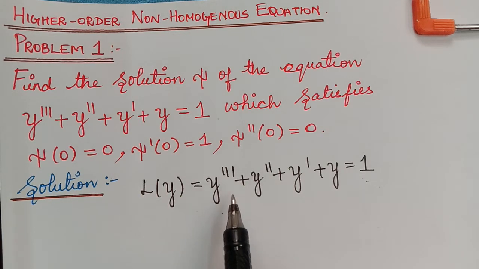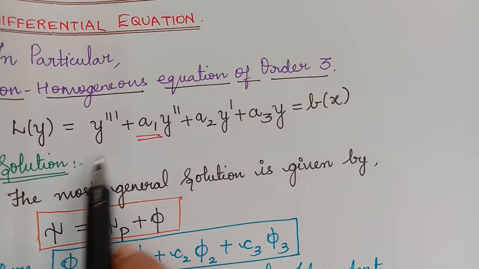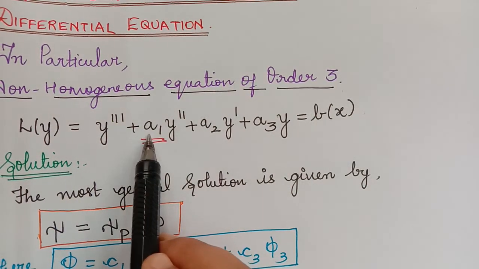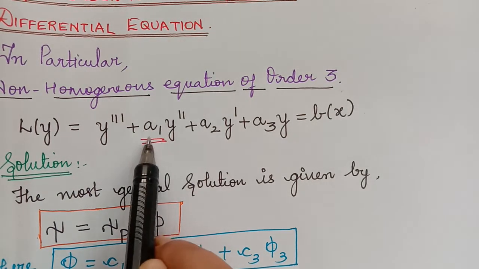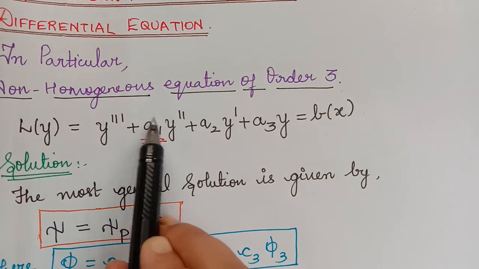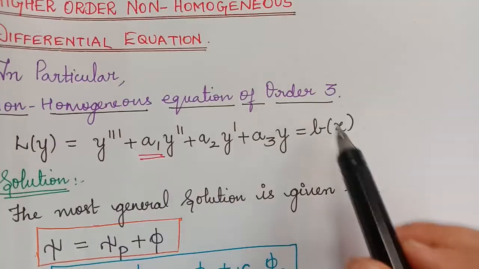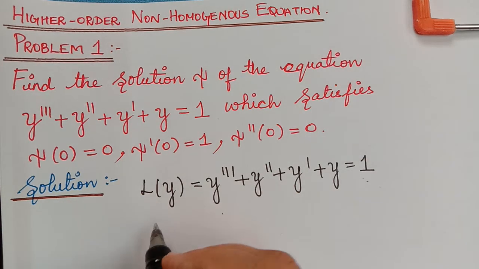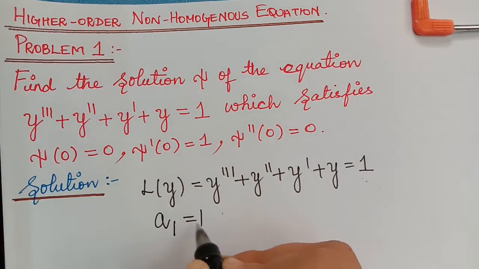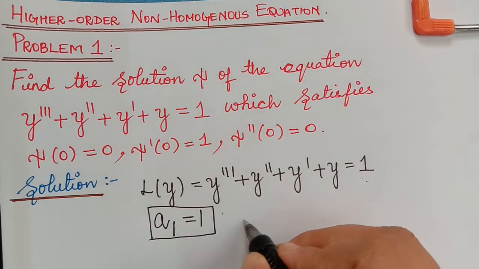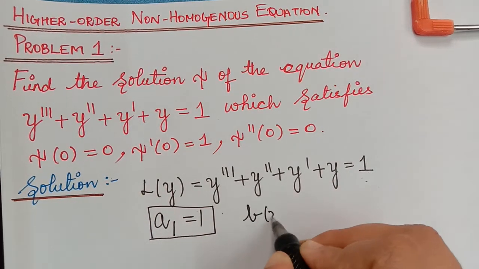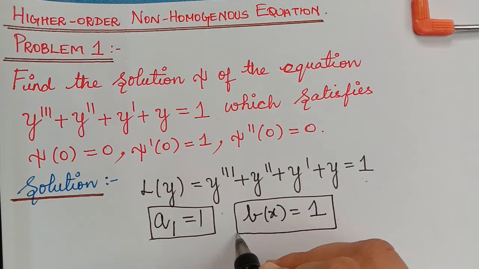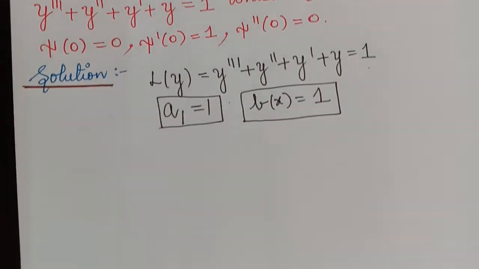Now from this we have to compare with the equation L of y equal to b of x. So b of x is equal to 1, and we will be in need of a1 while evaluating the Wronskian, as I told you previously. Comparing, we see that a1, the coefficient of y double dash, is equal to 1. So a1 is equal to 1, and b of x is equal to 1. First we have to obtain these two values. After that we have to find the solution.